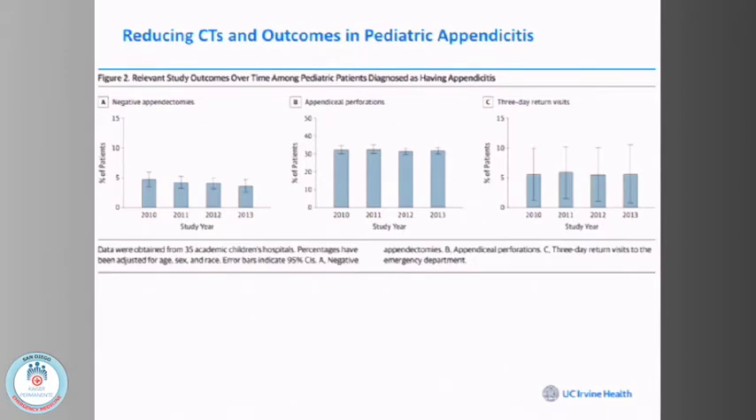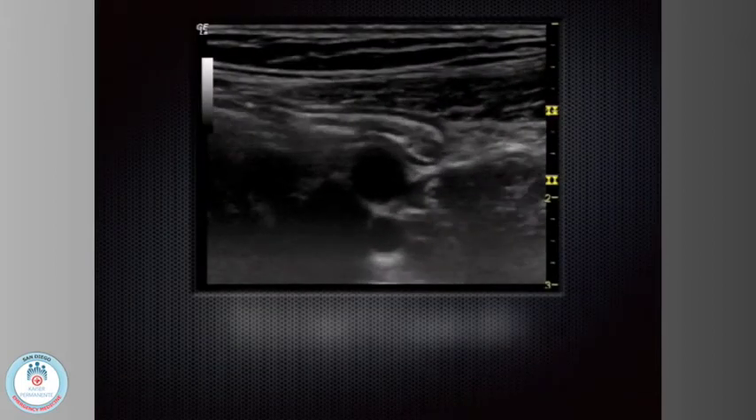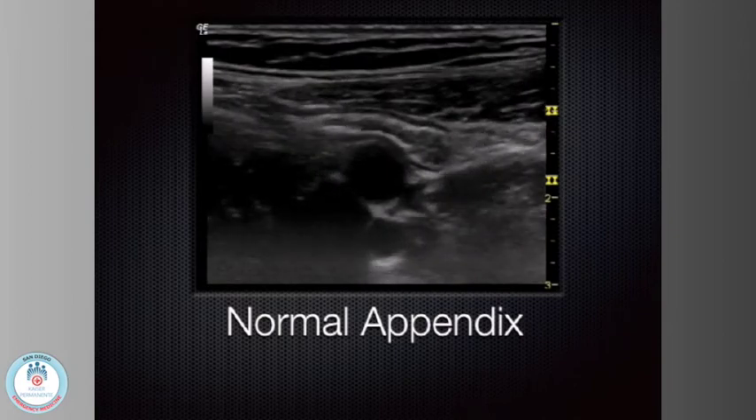Isn't there some evidence to say if you can't find an appendix, that's actually a favorable sign, right? Because you're seeing nothing, no fat stranding, no fluid, nothing. Right, because when you do have appendicitis, what's happening is... I think I have one. This is a normal appendix here. Feast your eyes on it. It's a rare finding.